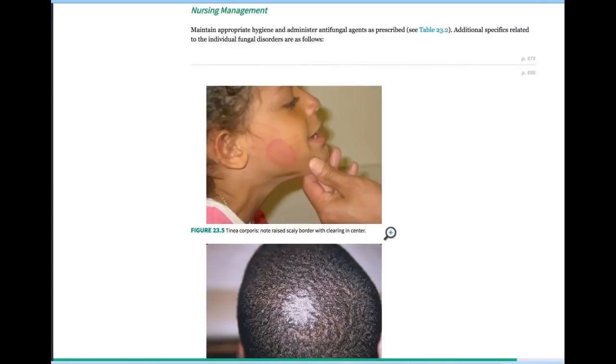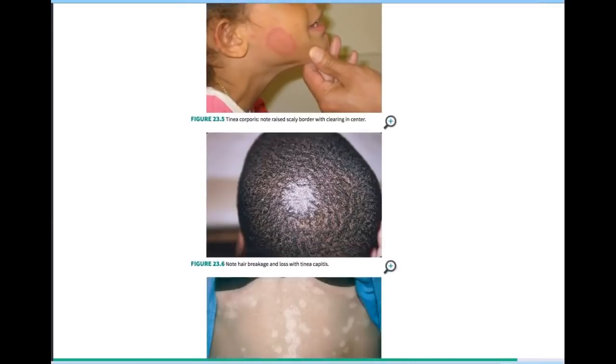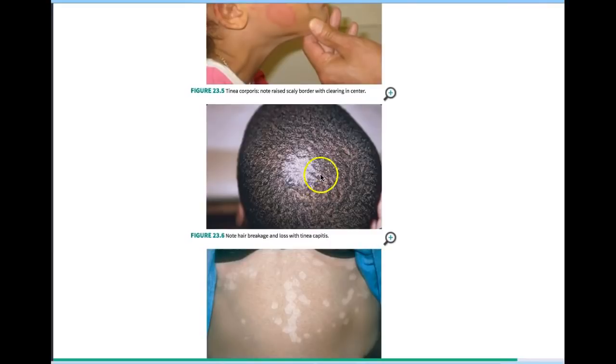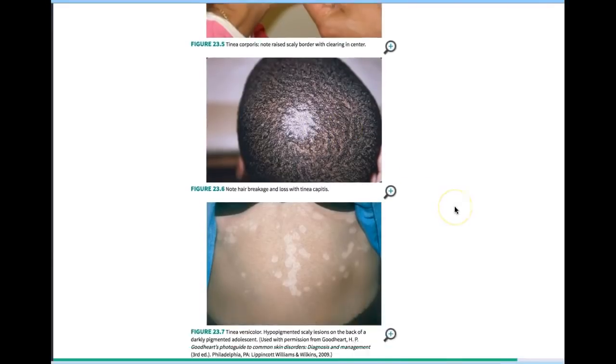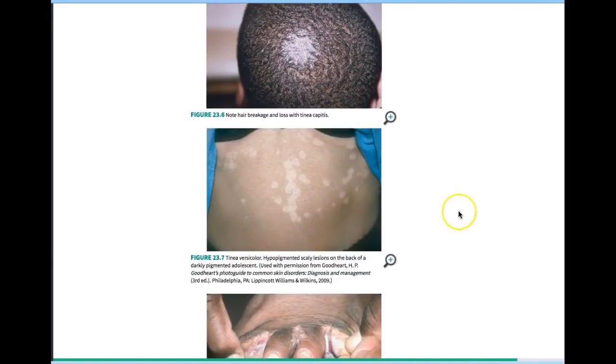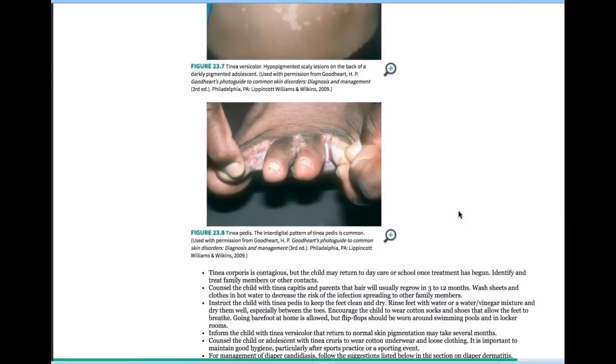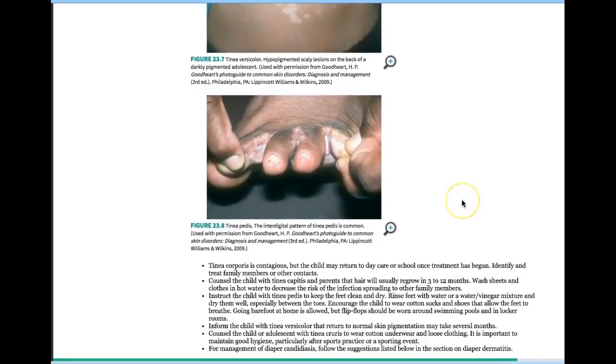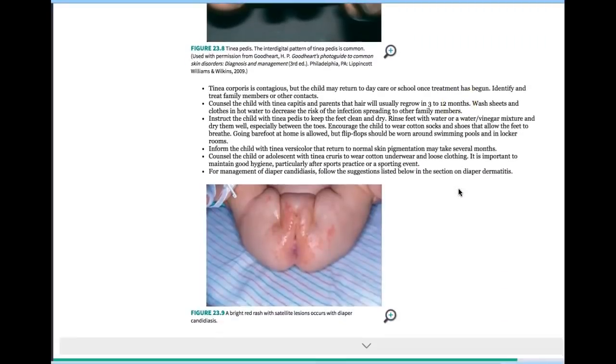All right, so that's a ringworm. That's Tinea corporis. This is Tinea capitis, and usually you have some hair loss. This is Tinea versicolor, hyperpigmented. This is Tinea pedis. Fortunately, it does not have a picture of Tinea cruris, but that looks very itchy on the feet. This is a yeast infection with the satellite lesions.